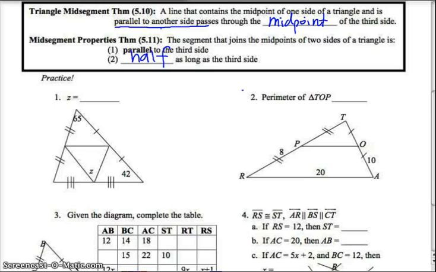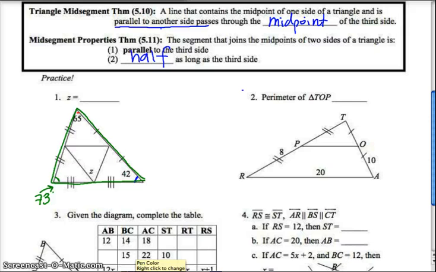Okay, so let's look at this number 1 right here. We have a 65-degree angle up here. We have a 42-degree angle right here, which means we can then discover this third angle of the triangle, right? Triangle sum property tells us that the three angles of a triangle have a sum of 180 degrees. Well, 65 plus 42 is 107, so this angle right here is 73 degrees if I did my math properly. So now, what else do we do?